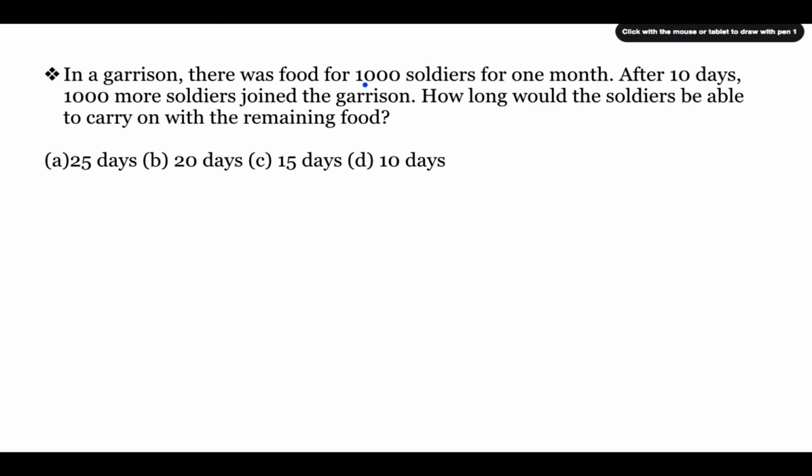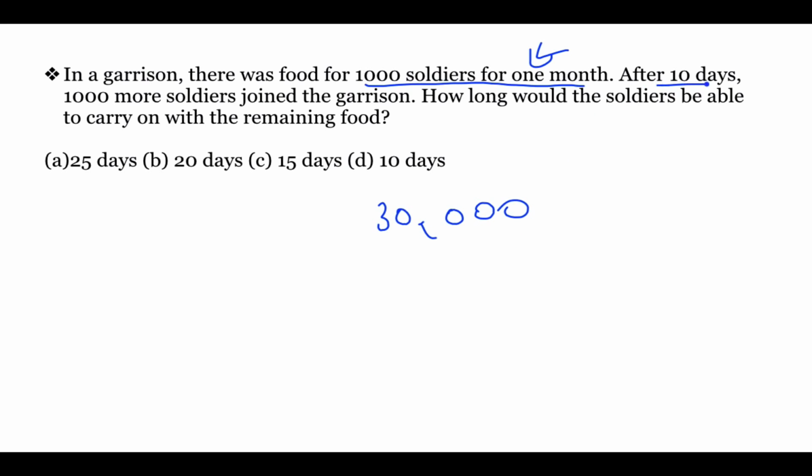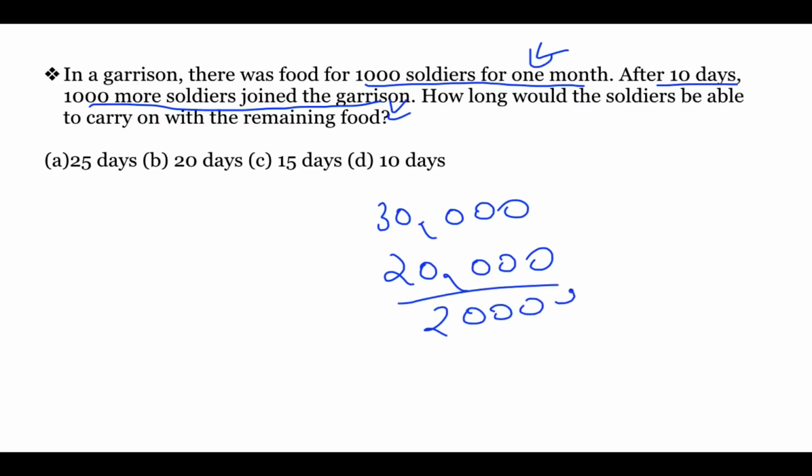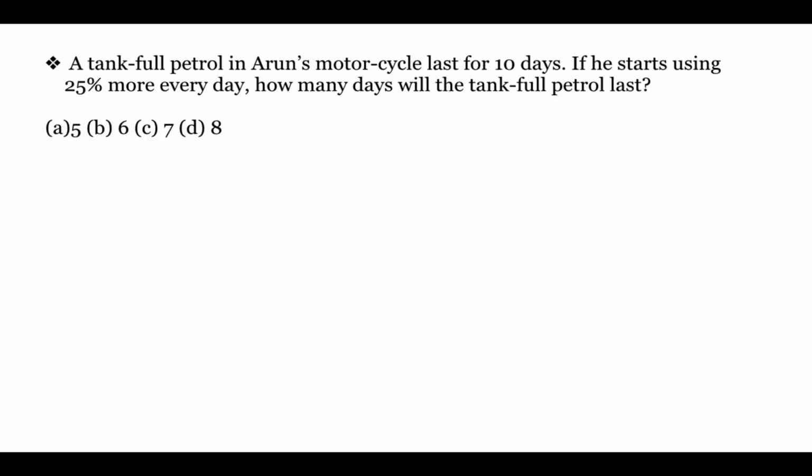In a garrison, 1000 soldiers have food for 1 month. So let's say one soldier eats one packet per day. So you have 30,000 packets of food. After 10 days, 1000 more soldiers join the garrison. In 10 days, 10,000 packets are consumed, so 20,000 food packets are left. Now you have 2,000 soldiers, so the food packets will last for 10 more days. So the answer is very, very simple. If you do it this way, it becomes very easy.